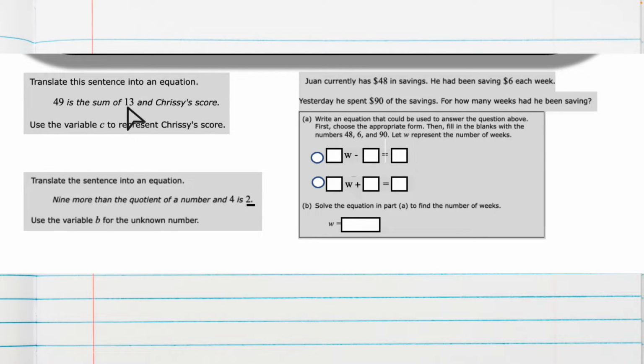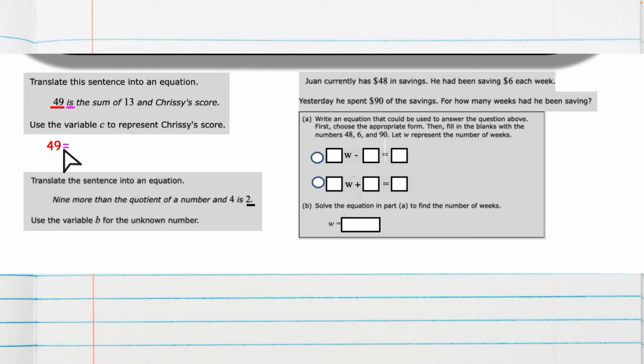Okay, so now I know I'm paying attention. Sum, I'm going to do something with the next 2 numbers. Well, I'm only given 1 number. But if I read this next sentence, use the variable c to represent Chrissy's score. Okay, Chrissy's score is a number. I don't know that number yet, right? So now I can start to identify on the third read all of my pieces. So 49, I'm just going to bring 49 down, that's already there. Is, whenever I hear the word is or equals, it's an equal sign.